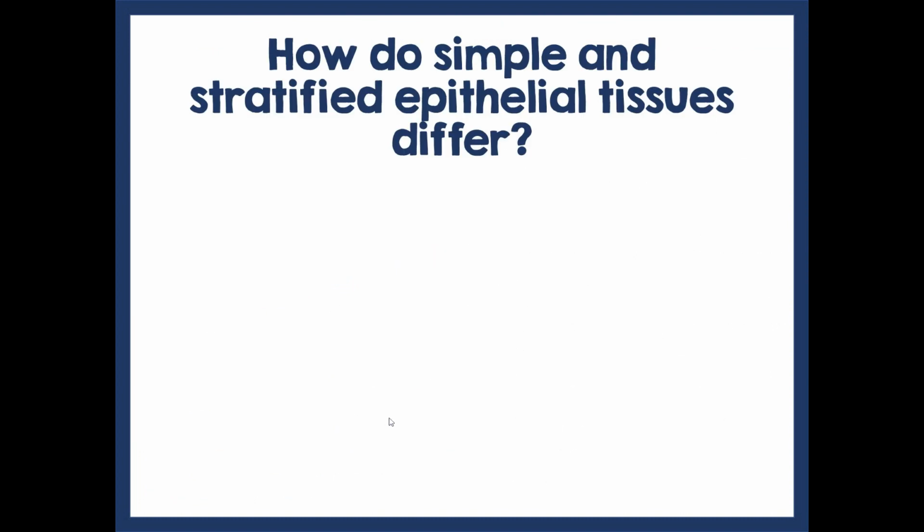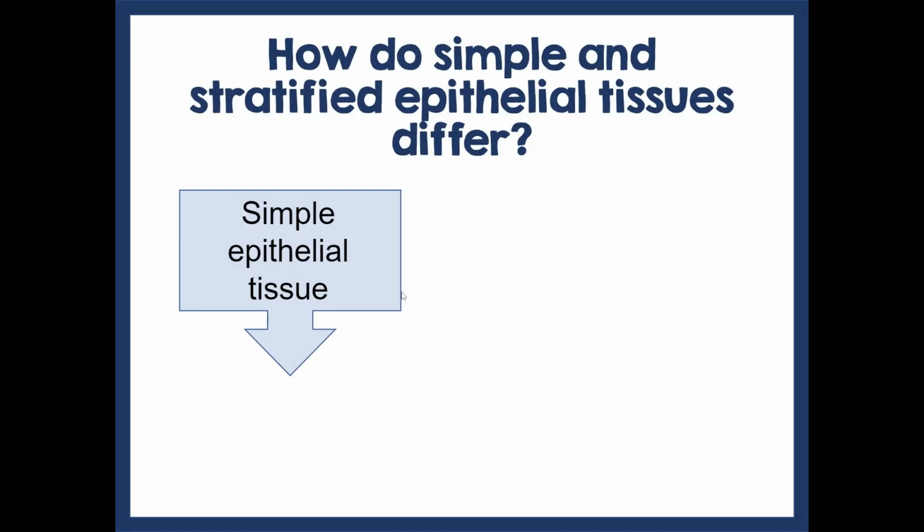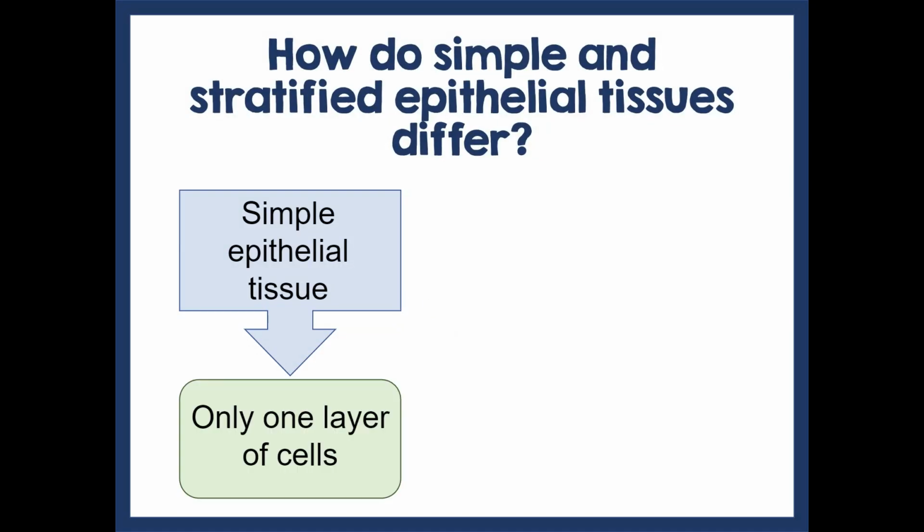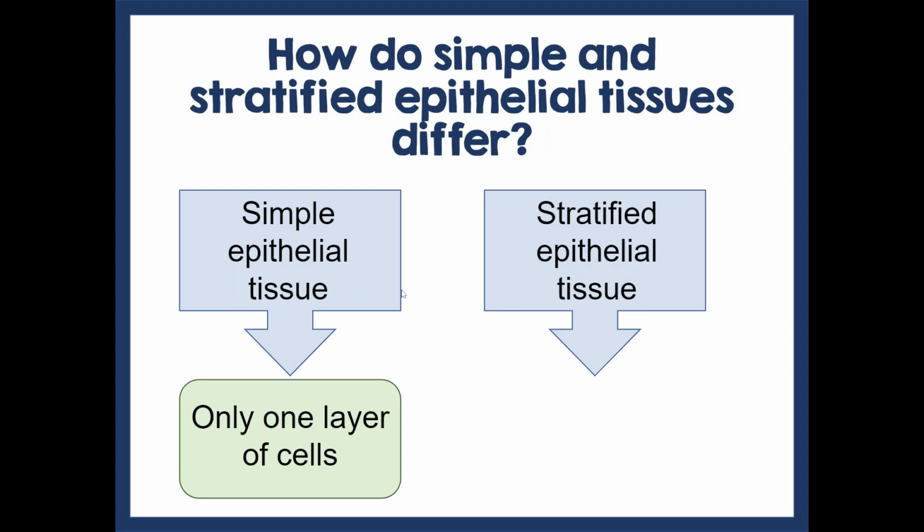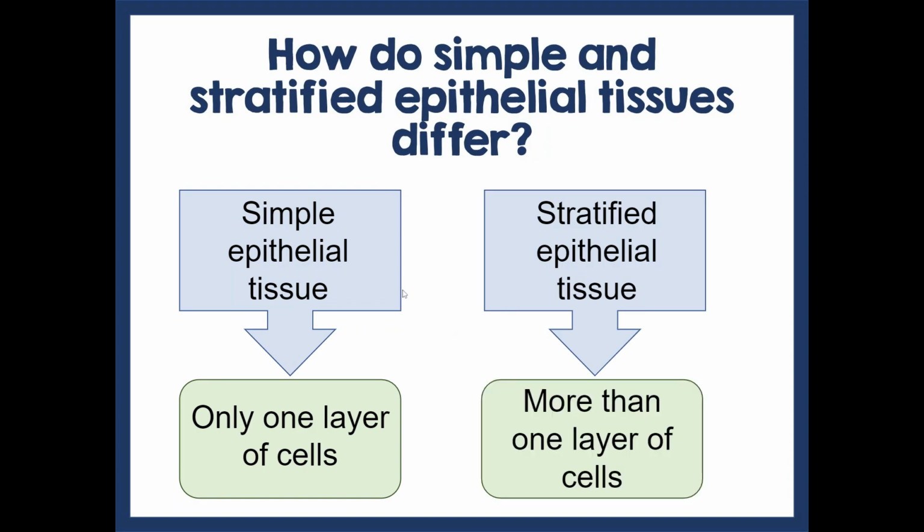So let's talk about the number of layers first. This is going to be the distinction between simple and stratified epithelial tissue. Simple epithelial tissue has only one layer of cells. That's it. But stratified epithelial tissue will have more than one layer of cells. So that's the first distinction that will get made between simple and stratified epithelial tissue, and that's based on the number of layers of cells. In this video, all we're talking about right now is simple epithelial tissue. In the next video, we'll talk about stratified.